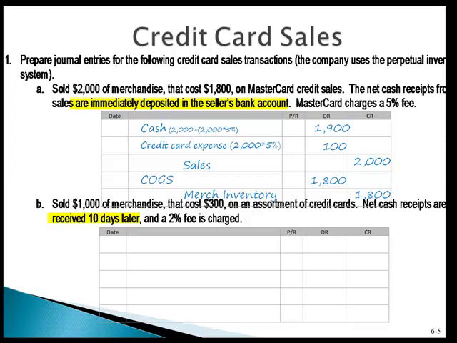Now in B, we're selling merchandise that costs $300 on an assortment of credit cards. Net cash receipts are received 10 days later. So you see that we highlighted 10 days later. This would be more of a mom and pop shop, a small shop that's still doing the paper transactions, or that swiping machine that sometimes you may have seen where it swipes over your credit card and then you sign the 3-part receipt. So this company is taking all those receipts, submitting them to the credit card company, and receiving the cash 10 days later.